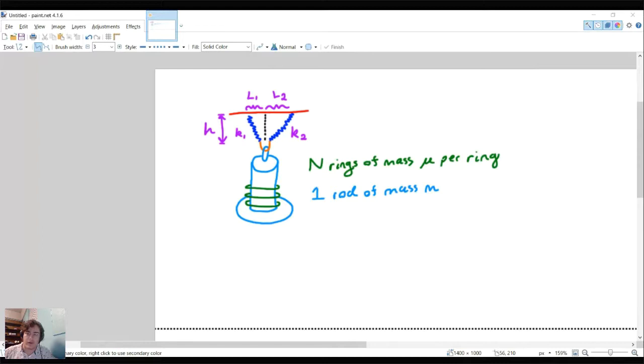So I'll briefly go over the experiment again. What we have here is a rod attached to 2 springs via a hook, and then we have N rings on the rod, and we're releasing it from the ceiling, already being attached to 2 springs. So basically what will happen is it'll oscillate, and then it comes to rest eventually because of air resistance. And once the rod comes to rest, we can analyze the forces acting on it.